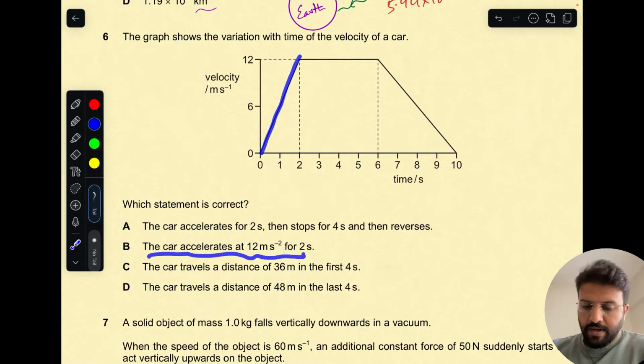So what are the forces acting on the object? There is one force acting downward, it is weight, that is m into g. As mass is 1 kg, so 1 into 9.81 gives you 9.81 Newton. Okay, and at that point additional force is acting upward, that is 50 Newton.